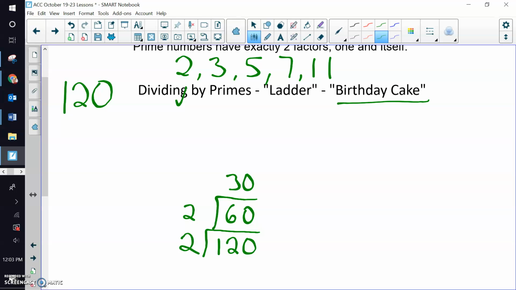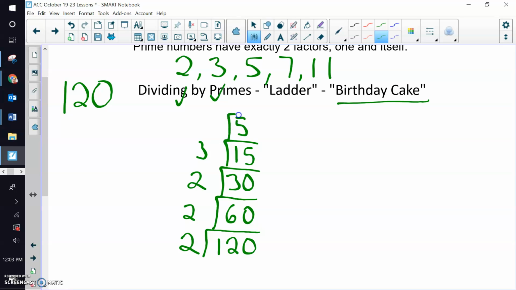Once again, we can divide by 2 again. So we continue this division process. And in this case, now we have 15. That's not divisible by 2. It's divisible by 3, though. So we're going to go on to 3 and start saying I can divide that by 3. And top layer is 5.